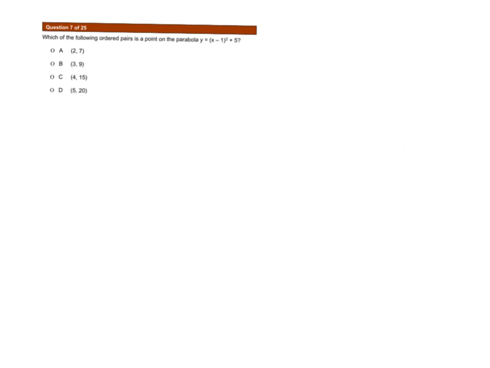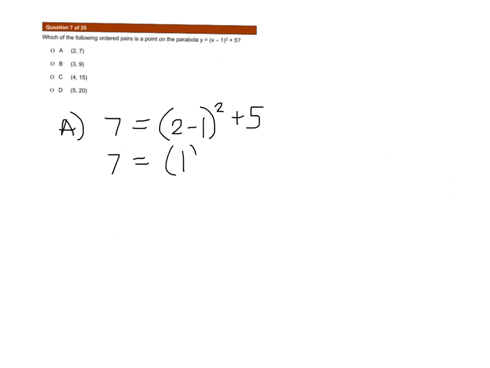So let's start with letter A. I'm going to substitute 2 into x and 7 into y. So letter A gives us 7 equals 2 minus 1 squared plus 5. I know that 2 minus 1 is 1, and 1 squared is 1, plus 5 is 6. This is obviously not true, so the answer cannot be A.